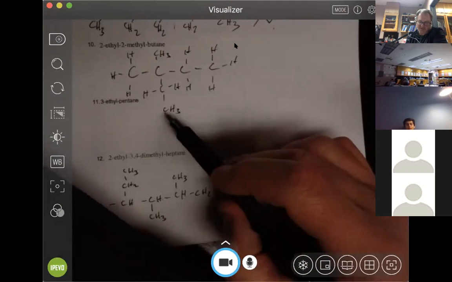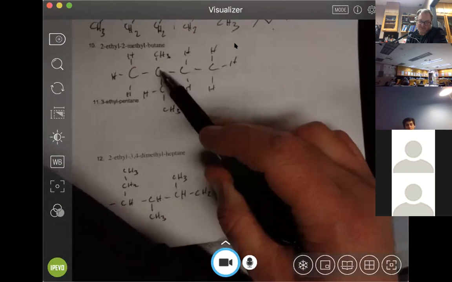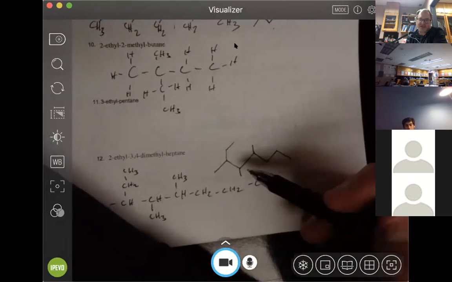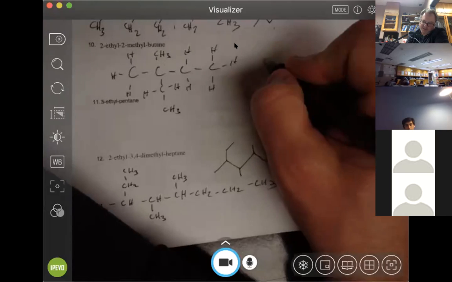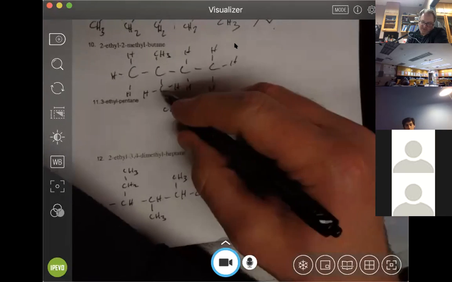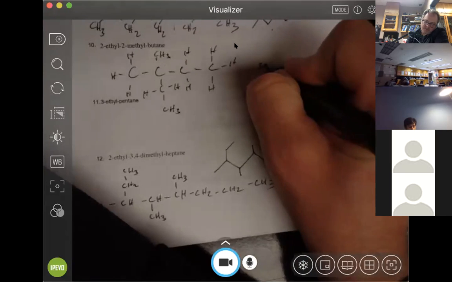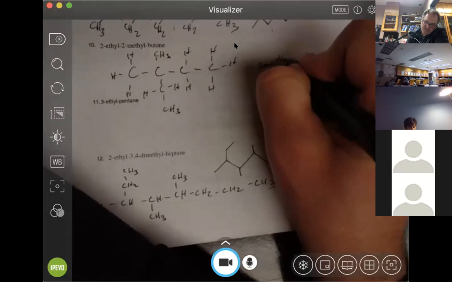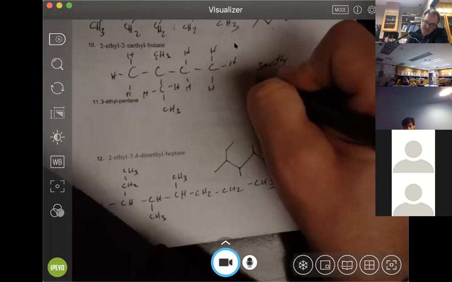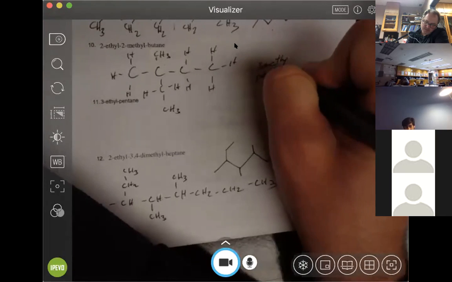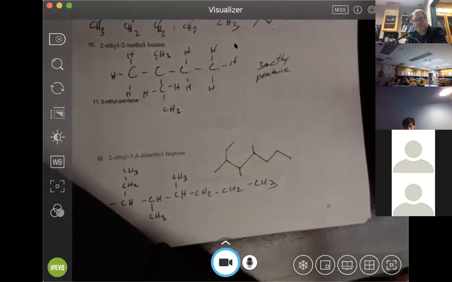Nice. If we take a look, 1, 2, 3, 4, 5 is actually the longer chain now, right? So this actually would be 1, 2, 3, 3-methylpentane. So this is the wrong name. Was I able to still draw it with the wrong name?